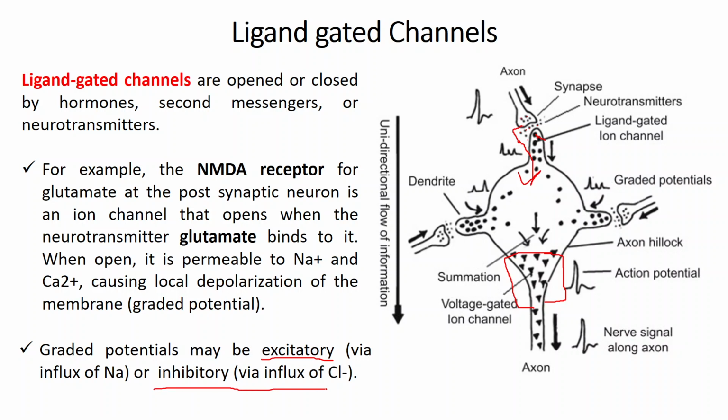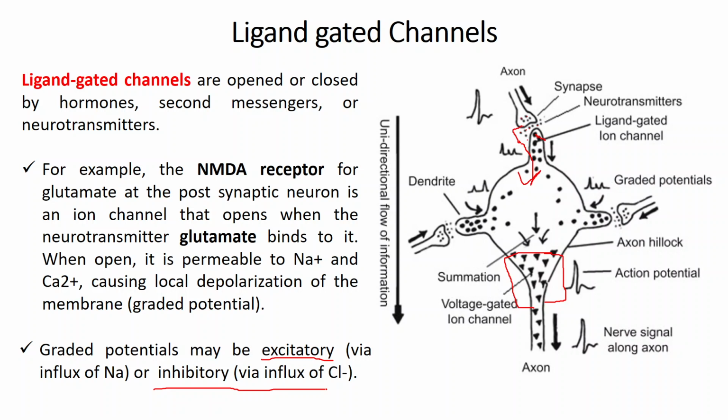Excitatory is when we are depolarizing the neuron via the entry of sodium, right? When sodium enters into the cell, this will make the cell less negative, right? So we are depolarizing the neuron, and so there is the chance that this neuron will generate an action potential. So it can be excitatory, and it can be inhibitory by taking the neuron away from the threshold. And this can be via the entry of chloride, okay?